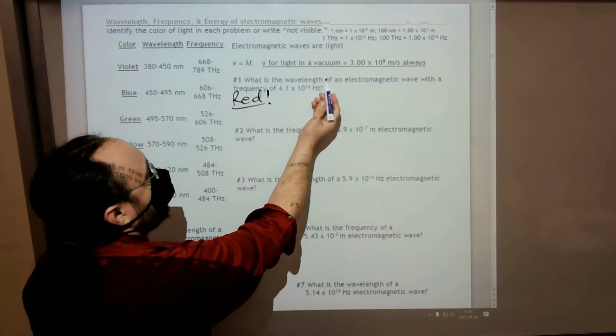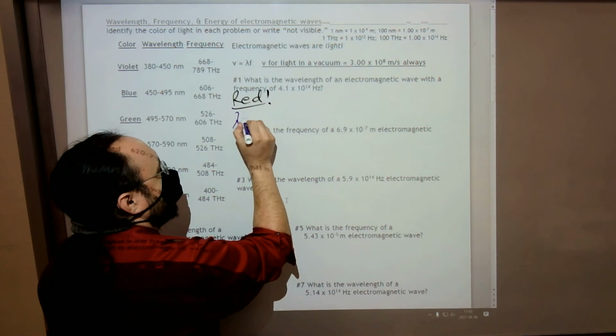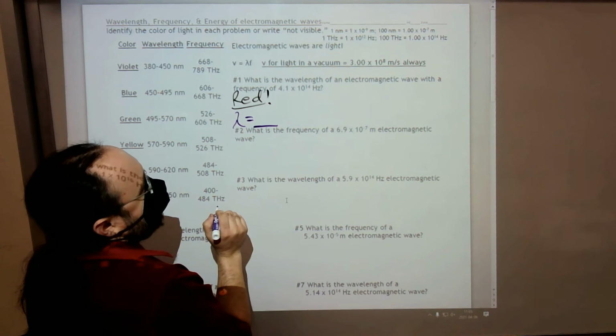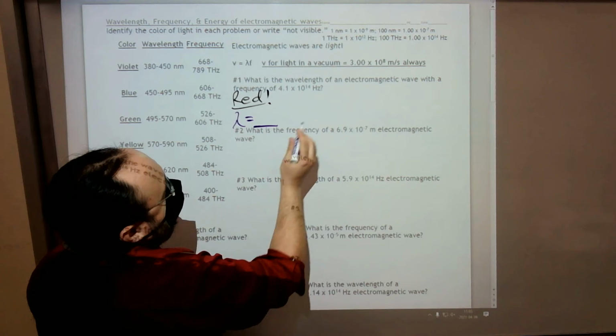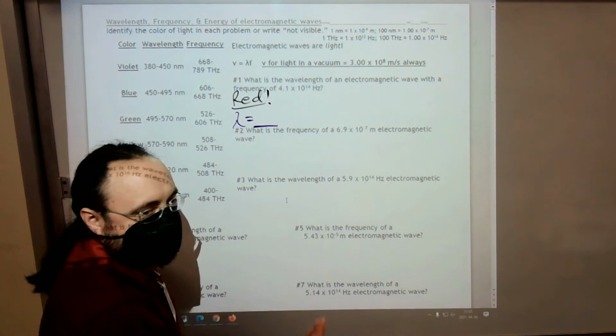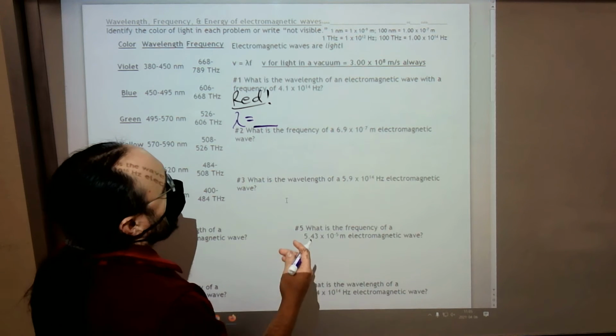So it's asking what's the wavelength. So I'll say my little wavelength. Remember, this is our lowercase lambda, Greek letter for wavelength. What's the wavelength of an electromagnetic wave? It's an electromagnetic wave. That means it's light. That's just another way of saying light.